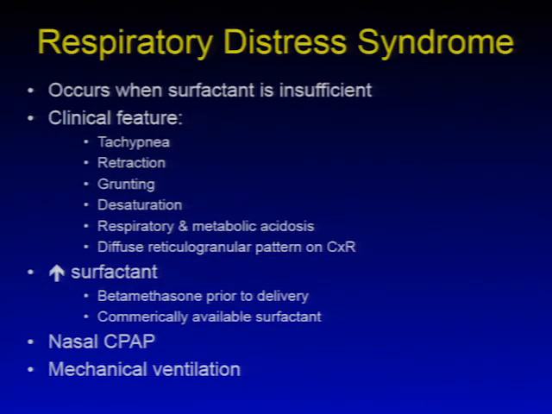Respiratory distress syndrome occurs when surfactant is insufficient, usually in the light of prematurity. Clinical features include tachypnea, retraction, grunting, desaturation, respiratory and metabolic acidosis, and diffuse reticular granular patterns seen on the chest X-ray. It is important to replace surfactant, and this is usually done prior to delivery with betamethasone, which is given to the fetus through the mother before the 36-week gestation. There is also post-birth the availability of commercially available surfactant. Treatment medically is done by nasal CPAP or mechanical ventilation.